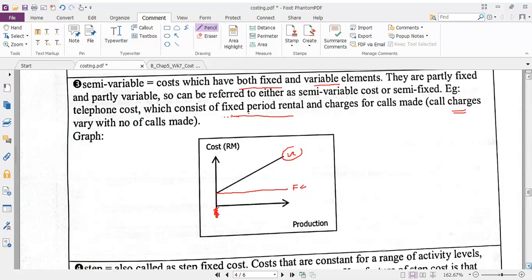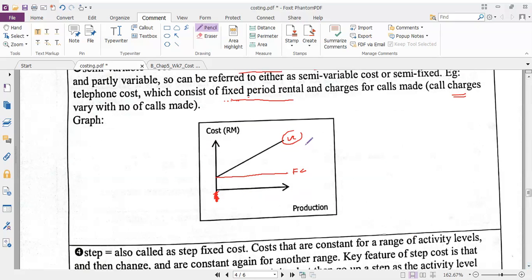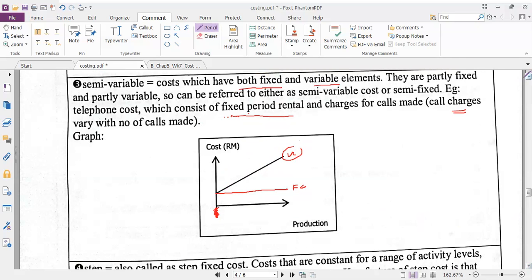Okay, itu maksud for semi-variable. Okay, di sana ada dua. Okay, the first is variable, dia macam meningkat, and then another one is fixed. Dia mendatar saja. Do you understand, Nadia? For semi-variable? Is that clear? Alright.